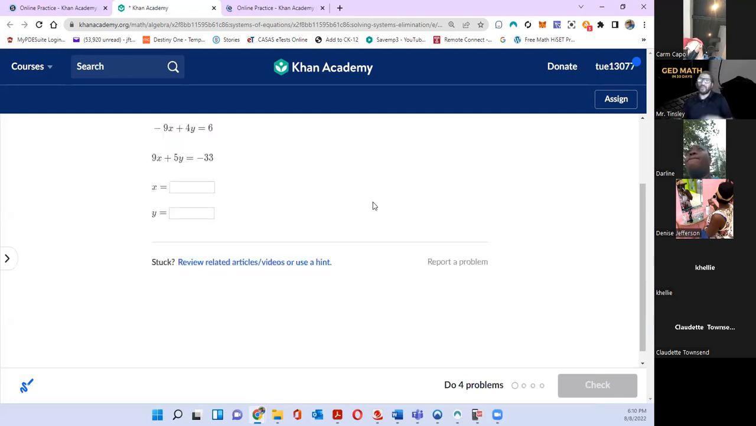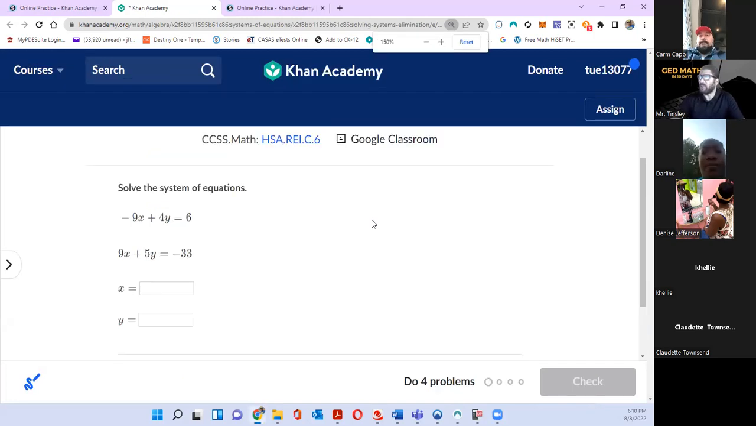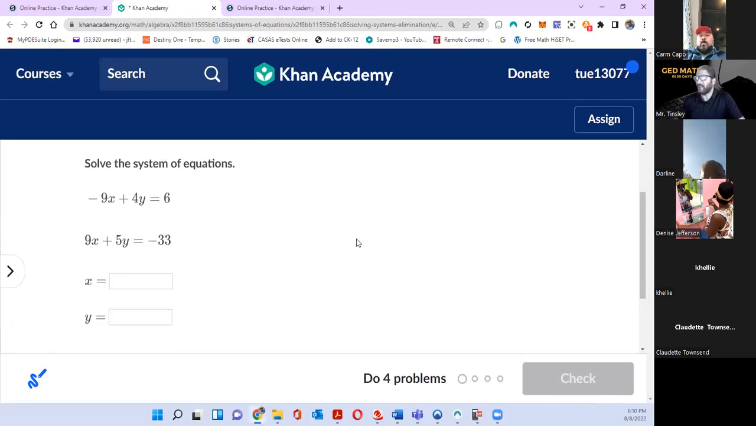So let's look at a practice problem. In this case, they give us two equations. What do you notice right away? When you look at these two equations, minus 9x plus 4y equals 6, and 9x plus 5y equals negative 33. Let me make it a little bit bigger right there. There we go. What do you notice right away? The 9s are opposite.